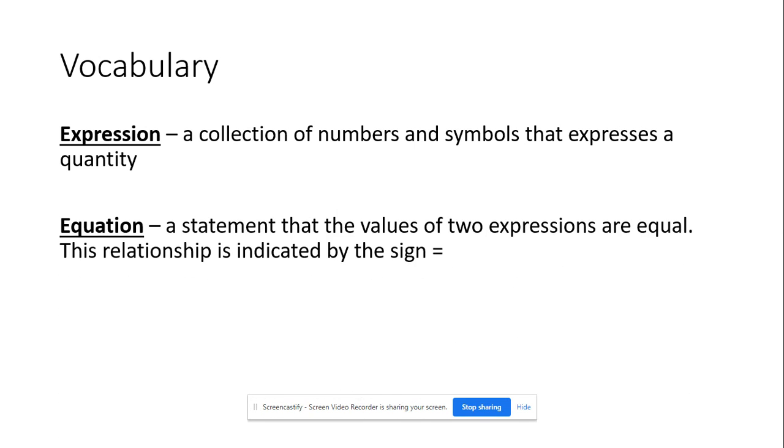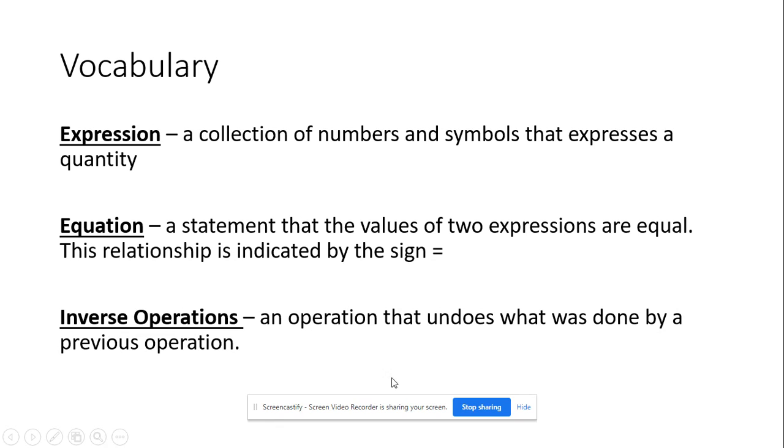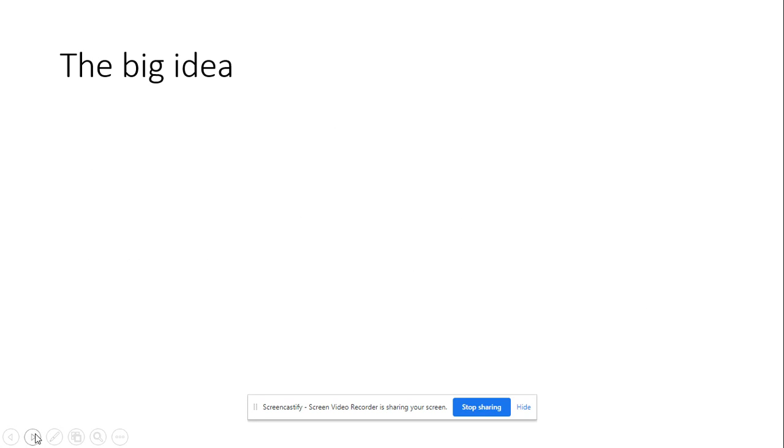You have equations. So this is something a little new. That's a statement that the values of two expressions are equal to each other. And this relationship is indicated by an equal sign. So that's our sign right here. Okay? And then we also have inverse operation. An inverse operation is an operation that undoes what was done by a previous operation. And then I will show you a really nice diagram and a couple of slides about these inverse operations.